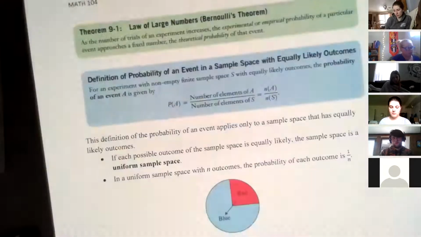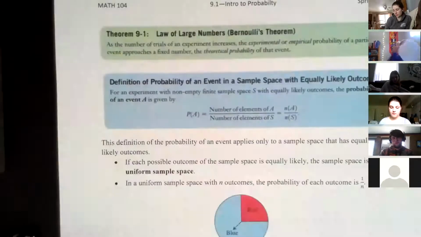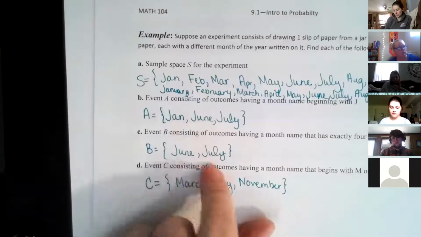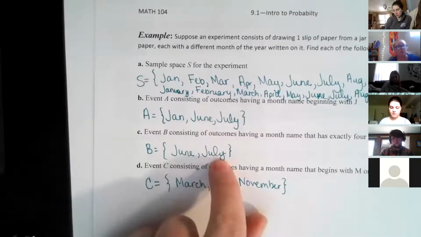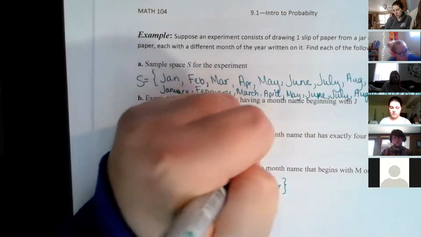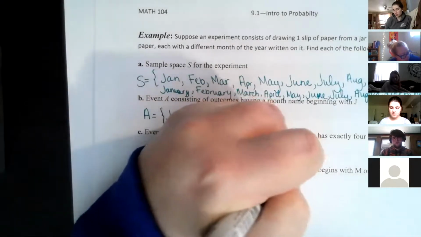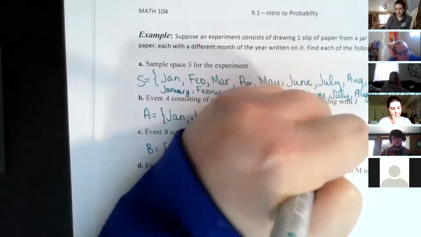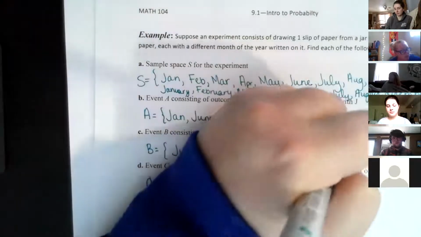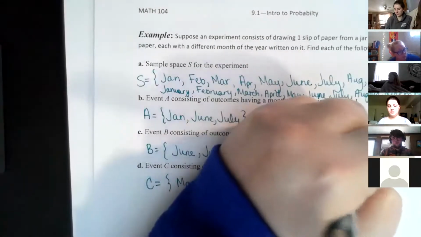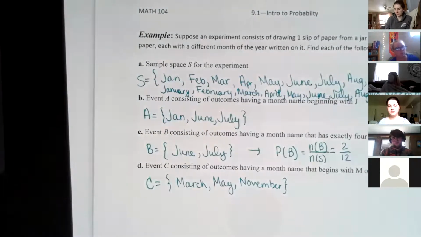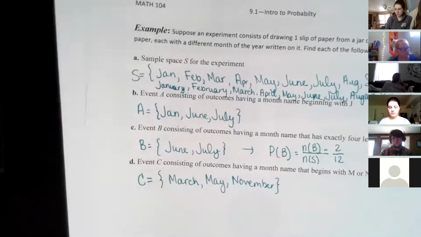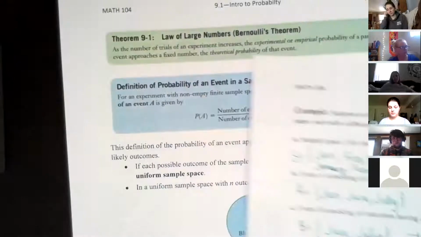So going back to that question, instead of writing out June and July, we would look at it as the probability of B would be the size of B divided by the size of our sample space, which gives us 2 out of 12. So that's where that is going to go. Okay.